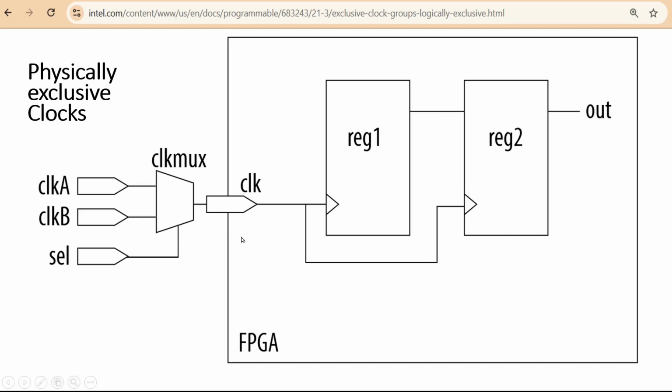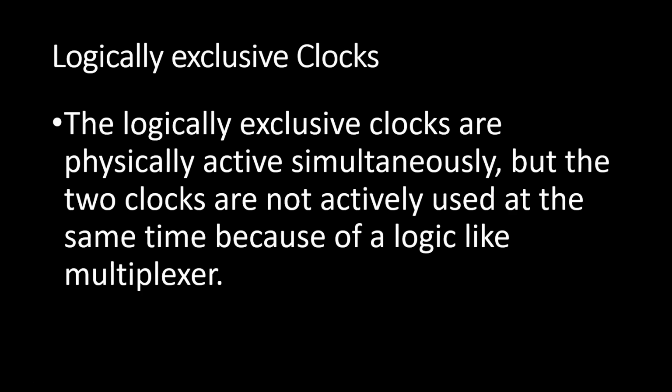How to constrain this, we'll discuss, because that is the most important topic, how to constrain these clocks. Now let us see logically exclusive clocks. Logically exclusive clocks are physically active simultaneously. They are active physically at the same time inside the FPGA or ASIC chip. But the two clocks are not actively used by the design at the same time, and it is because of a logic like a multiplexer. Because of this logic, they are exclusive clocks. That is why they are called logically exclusive. Physically, they are working, they are active inside the chip, but they are not used by the design because of a logic like a multiplexer. That is why they are called logically exclusive clocks.